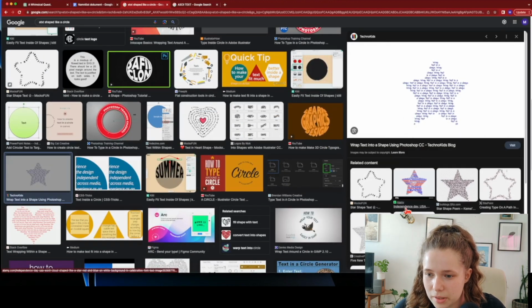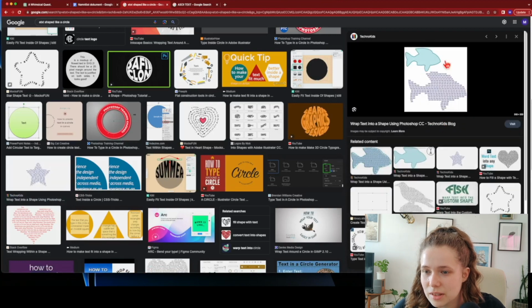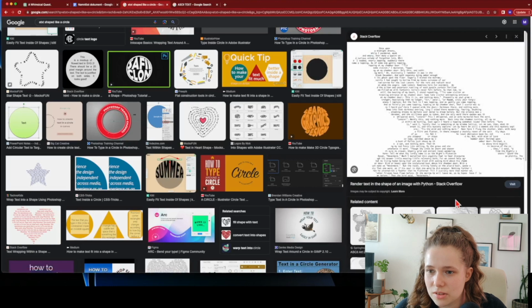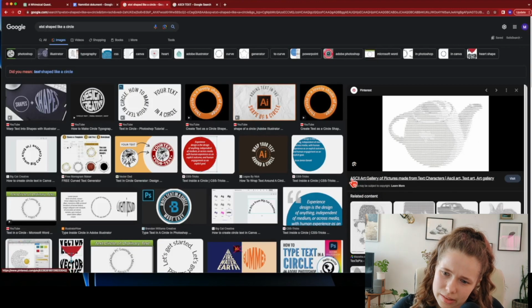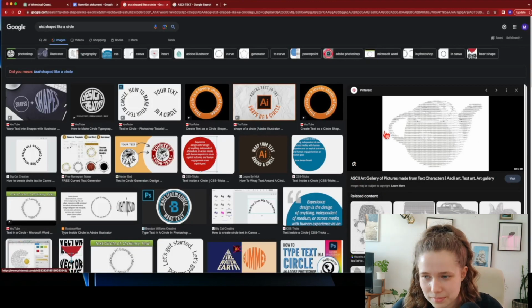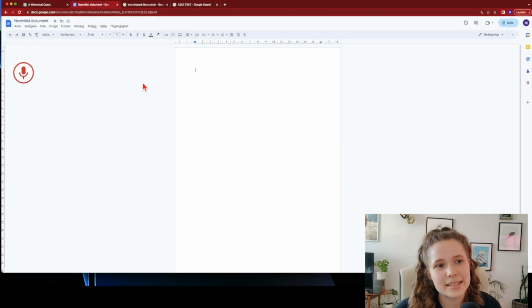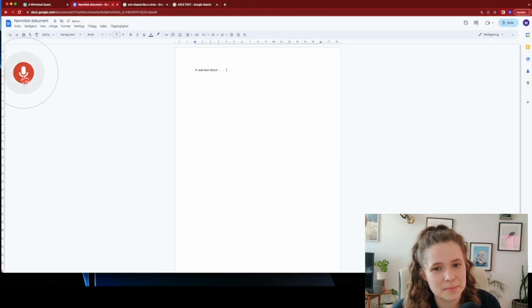Oh, a different shape. Okay, we're getting somewhere. Oh, this is the kind of thing that I'm looking for. I used to do these kinds of things a lot as a child. ASCII. Oh, I've been saying that wrong the whole time. It's ASCII.